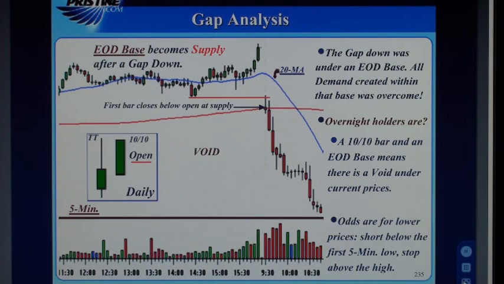Why? Because there's an area of overhead supply. Right? Those traders are holding losses. They're going to want to exit those positions. And the fact that it rallied in the morning tells us that there's a void underneath. So there's little to no support, and prices should drop once it takes out that bar's low.